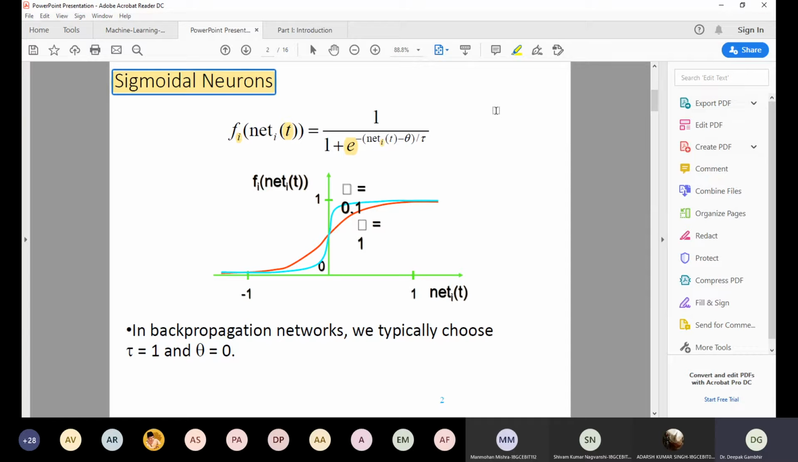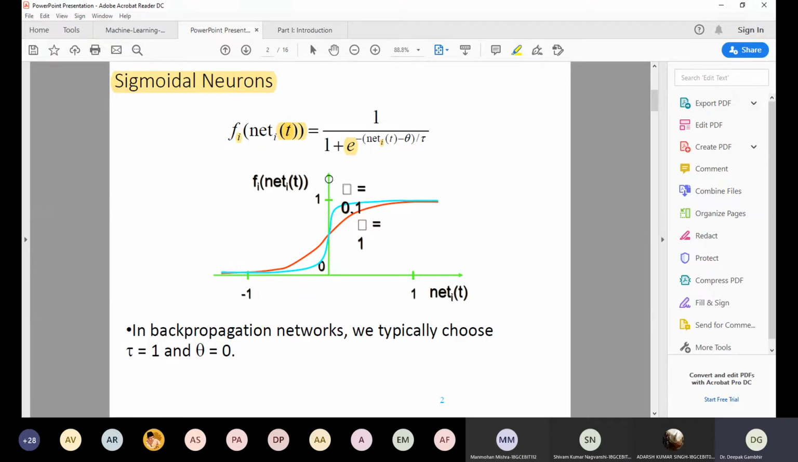In the case of multi-layer networks, the sigmoid function is applied to the net i term. I will let you know a little later what net i is. For example, consider x, then this is 1 over 1 plus e to the power minus x. So this x is the net input, that is x minus theta, or x by sigma.